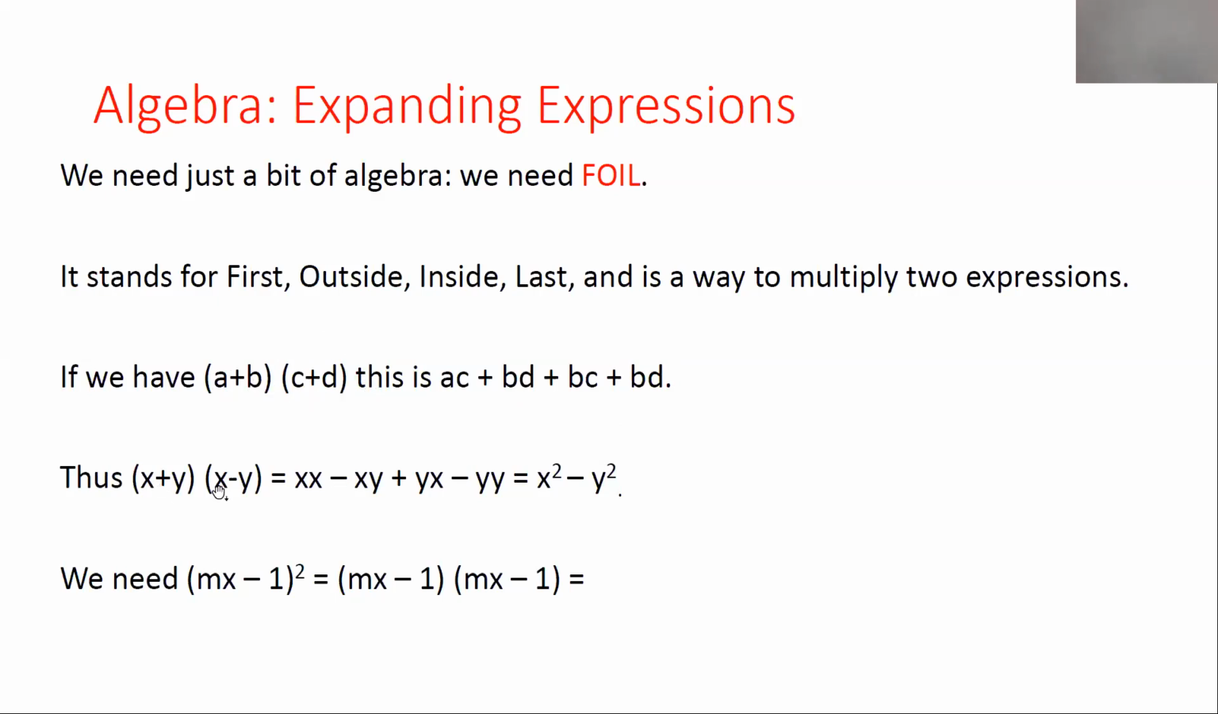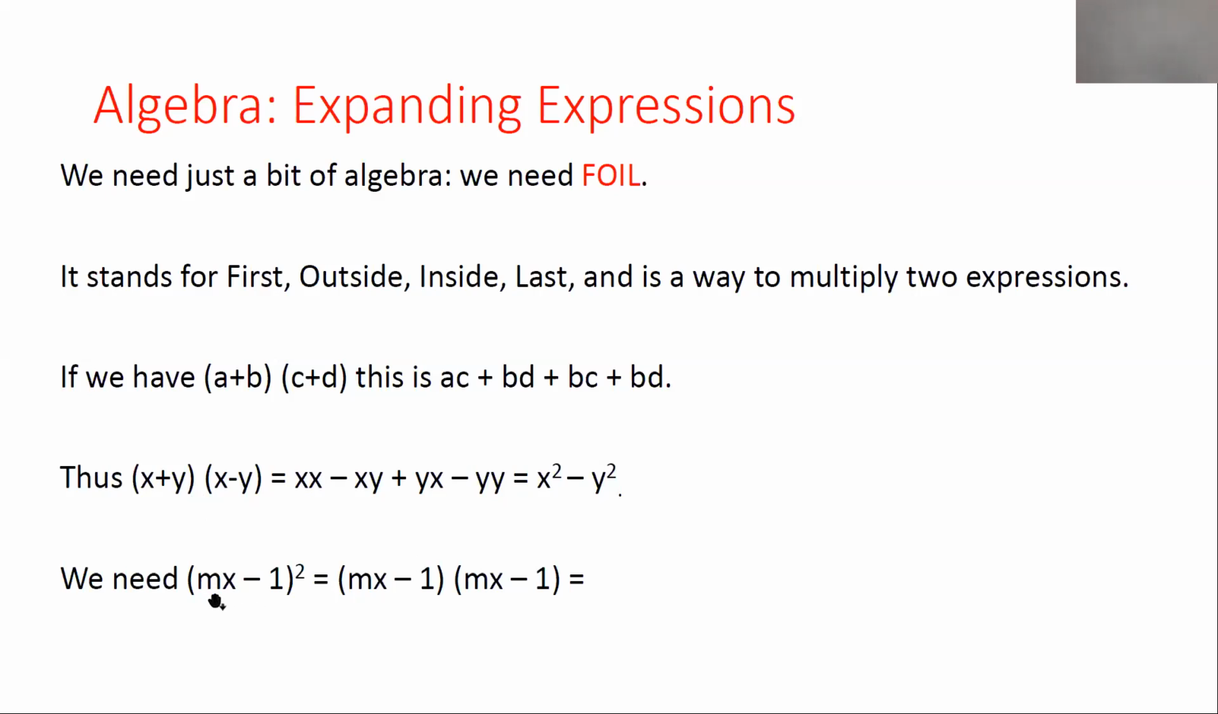So if I do x plus y times x minus y, this is fine. You get x times x. You get x times negative y, which is minus xy. You then get y times x, and you get minus y times y. Well, the minus xy and the yx cancel, and you get x squared minus y squared.